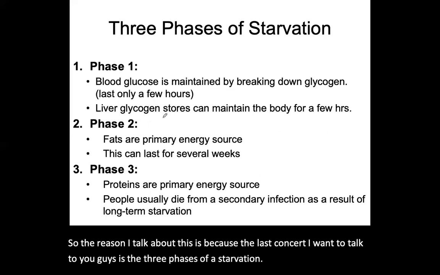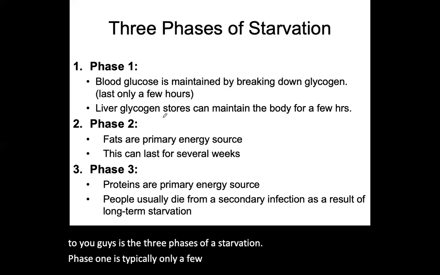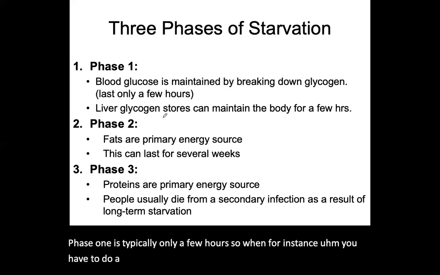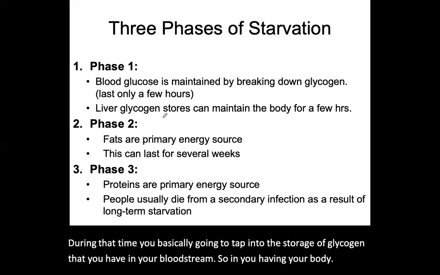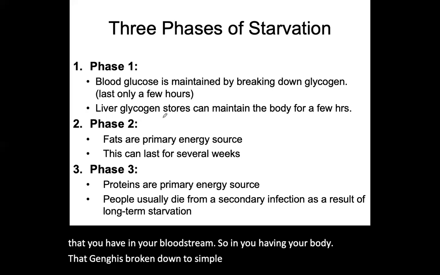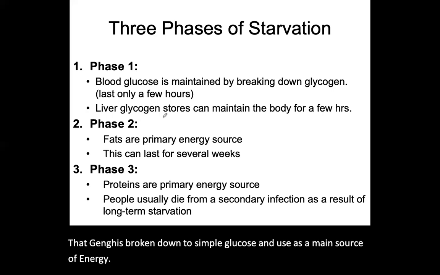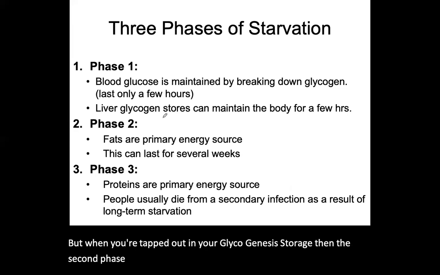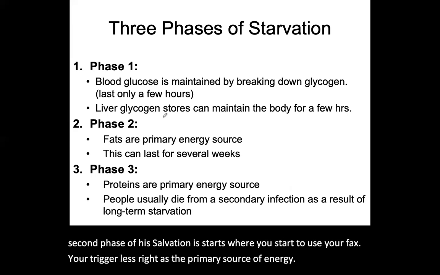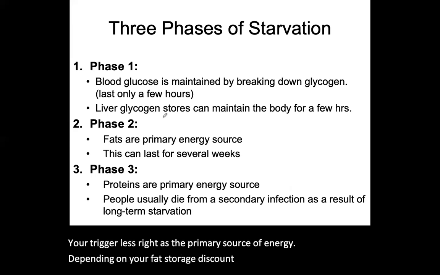Phase 1 is typically only a few hours. For instance, when you have to do a fasting blood test in the morning, and they tell you not to eat between, I don't know, depending on whoever you talk to, 8 to 12 hours. During that time, you're basically going to tap into the storage of glycogen that you have in your body. That glycogen gets broken down to simple glucose and used as a main source of energy. But when you're tapped out in your glycogen storage, then the second phase of starvation starts, where you start to use your fats, your triglyceride, as the primary source of energy. Depending on your fat storage, this can last for several weeks.